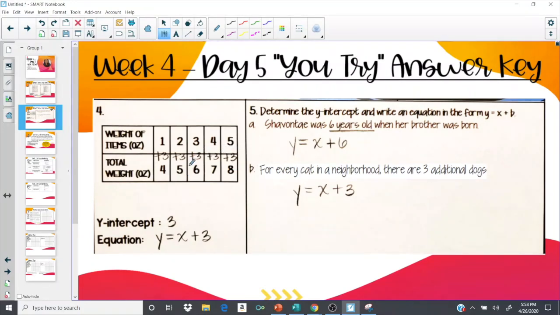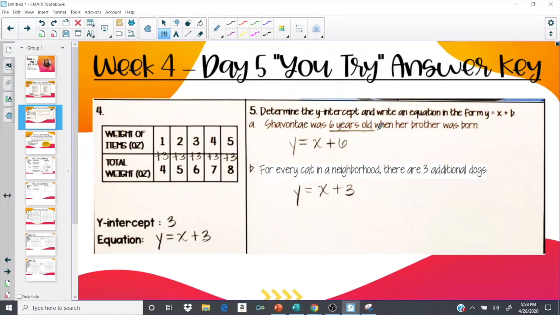This is true for all of the values in the table. Therefore, your relationship is a positive 3, and so is your y-intercept. Your y-intercept is equal to positive 3. Okay? And once you found your y-intercept, all you do is substitute it for b in the equation. So y is equal to x plus b is now y is equal to x plus 3.